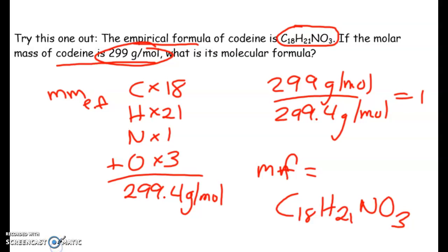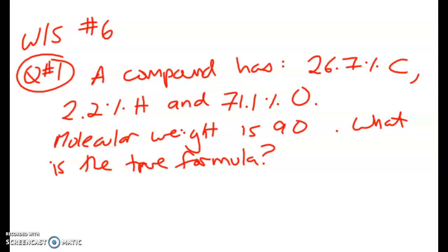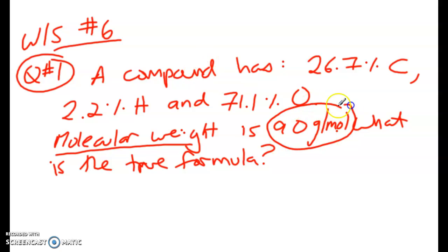Okay, so what I want you to try out is from worksheet number 6, question number 1. I jotted down the information so you can give this a try. A compound has 26.7% carbon, 2.2% hydrogen, 71.1% oxygen. The molecular weight is 90. Molecular weight is the same thing as molar mass. It wants to know what's the true formula. In this case, you first have to calculate the empirical formula, then get the molecular formula. So give this one a try.